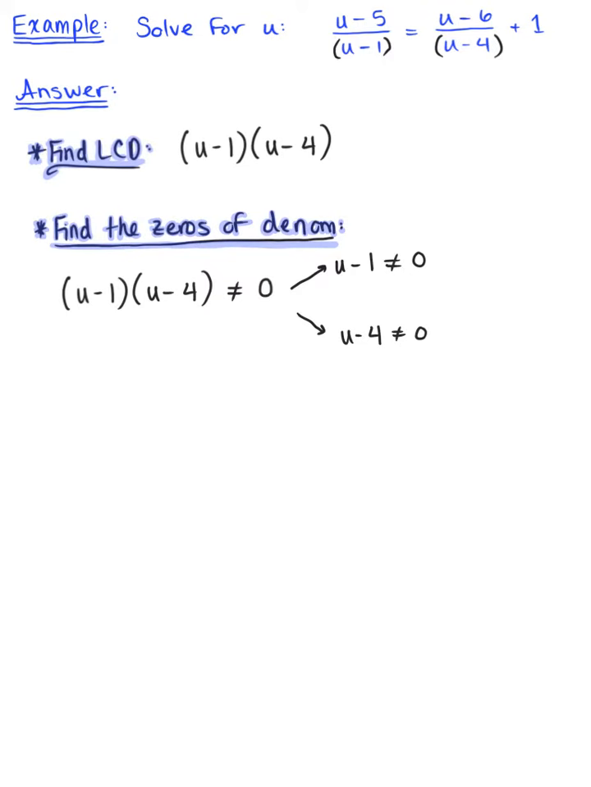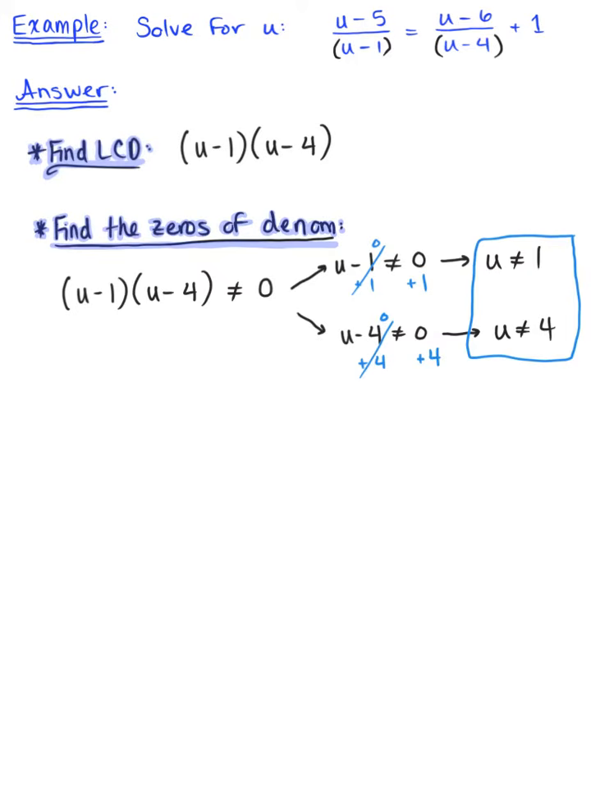In case 1, to isolate u, we're going to add 1 to both sides of the equation. Minus 1 plus 1 cancels itself out to 0, showing us that u cannot be equal to 1. And in case 2, to isolate u, we add 4 to both sides of the equation. Minus 4 plus 4 cancels itself out to 0, leaving us with u cannot be equal to positive 4. So we're going to want to keep these two undefined values, or the zeros of our denominator, in mind, particularly at the very end. Because we know u cannot be equal to either one of these values, and we want to make sure that they are not solutions.